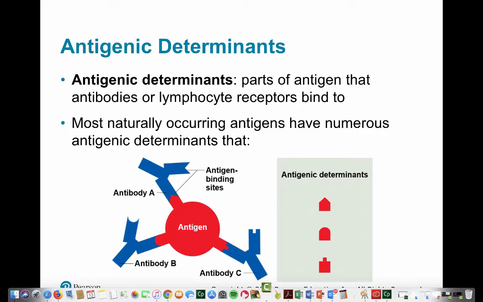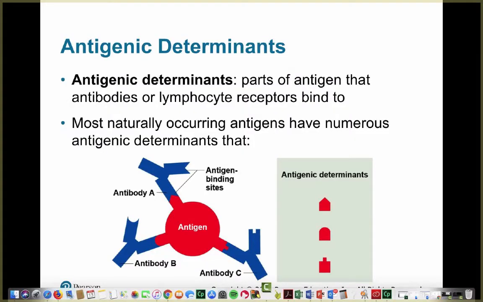Now, within the characteristics of antigens, they have this antigenic determinant. What that is, is a part of the actual antigen that the antibody or the lymphocyte receptors bind to. Most naturally occurring antigens have numerous antigenic determinants. So these are the little determinants. These are the antigen binding sites, right?